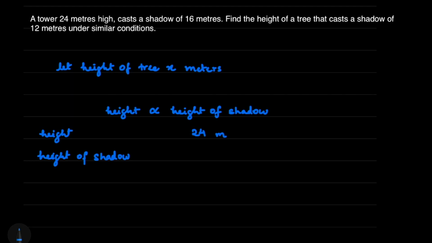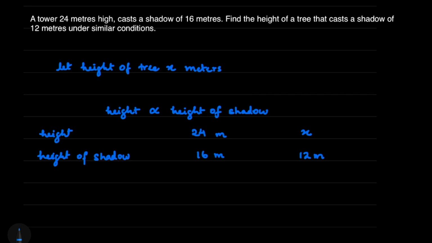Then we have 16 meters of shadow. For the tree, we have written it as x. And then we have a shadow of 12 meters. So for direct proportionality, we find the constant. And in this, it's x.